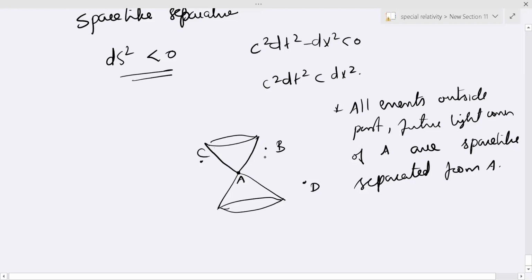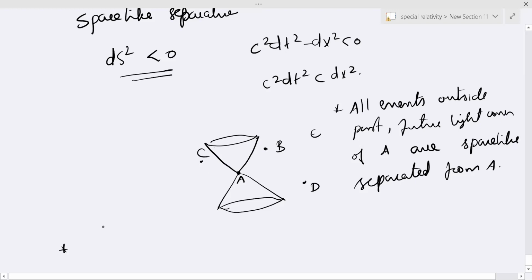So if you take two space-like separated events, B and D, or let's take E, these are two space-like separated events. Or let's take A and B. These are two space-like separated events. If you take two space-like separated events, this has been asked, which among the following is true? I don't think for NET, but for some other examination.